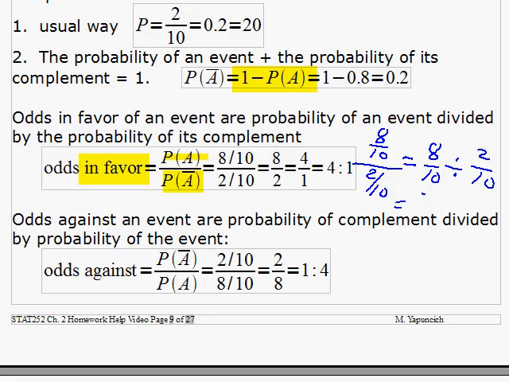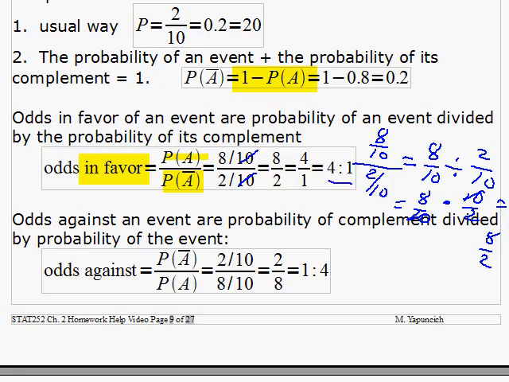How do you carry out division of fractions? You change it to a multiplication and you flip it around. So the 10s cancel and you end up with 8 over 2. You don't have to write all this out. I was just showing you how it works. Because if you have the same denominator for these fractions, you can just cancel them. 8 over 2 reduces to 4 over 1, and the odds are 4 to 1.